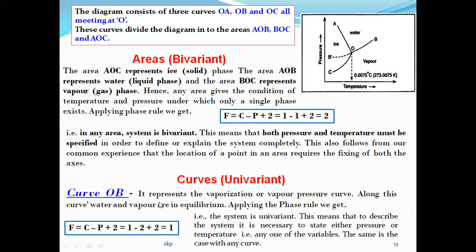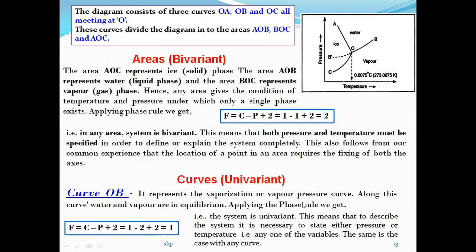Okay, it represents the vaporization or vapor pressure curve, because along this curve water and vapor, that is liquid and vapor, are in equilibrium. So on this curve OB, on this pressure and temperature line, water and vapor are in equilibrium. So this curve indicates the equilibrium curve of water and vapor.